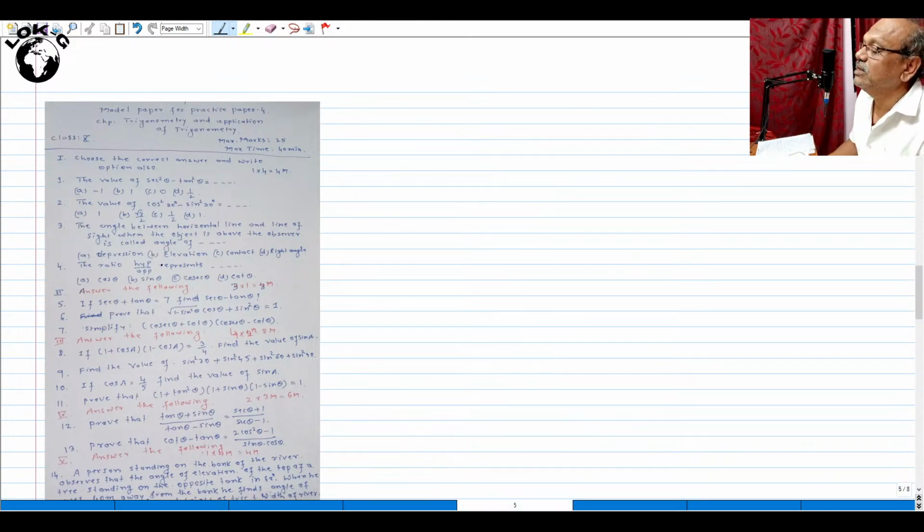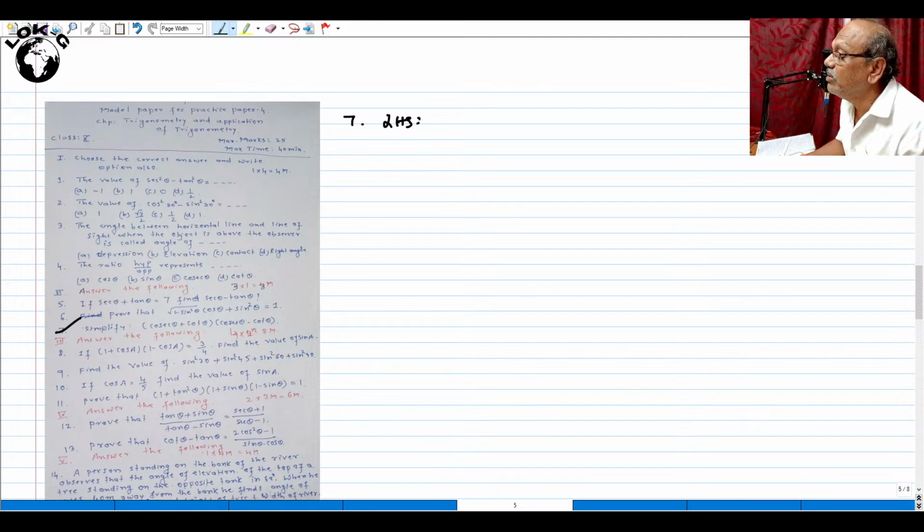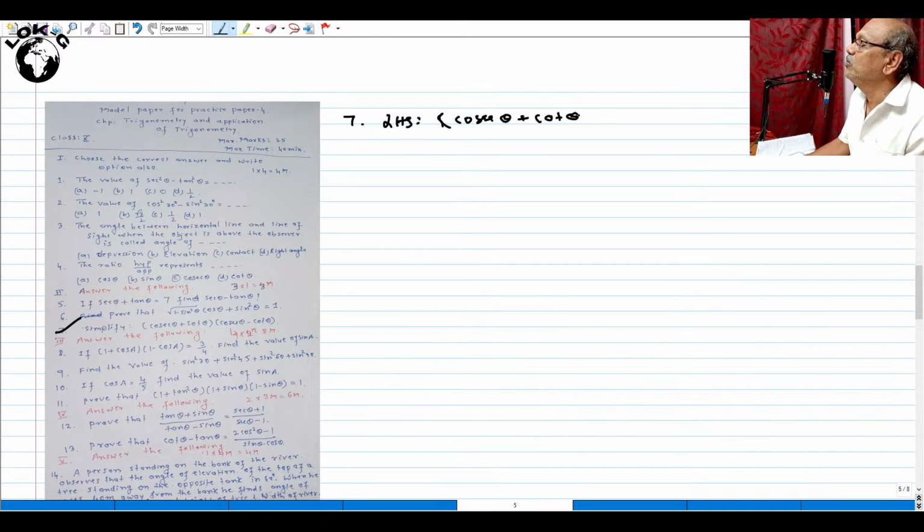Let us take the next question. Question number 7. Simplify cosec theta plus cot theta. Question number 7, a 1 mark question. Take LHS. You have cosec theta plus cot theta into cosec theta minus cot theta. Let us take the problem.